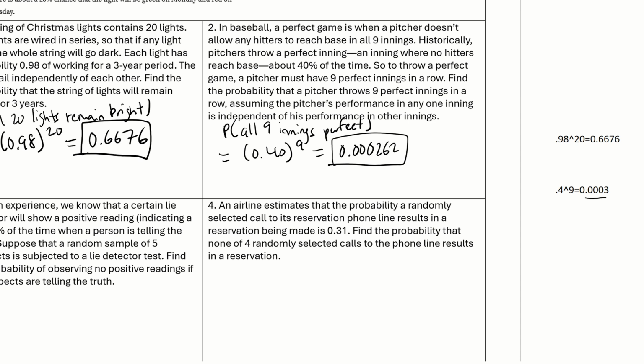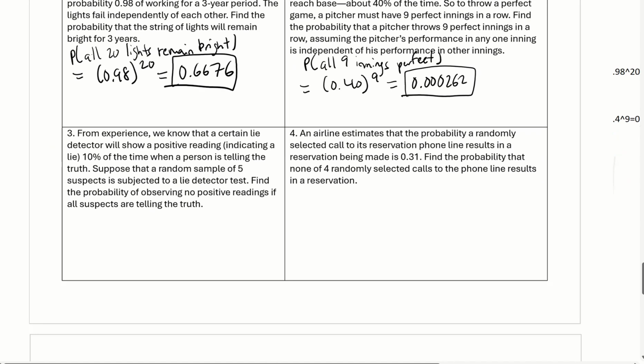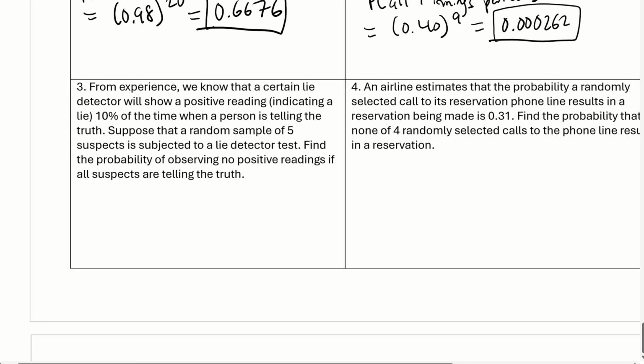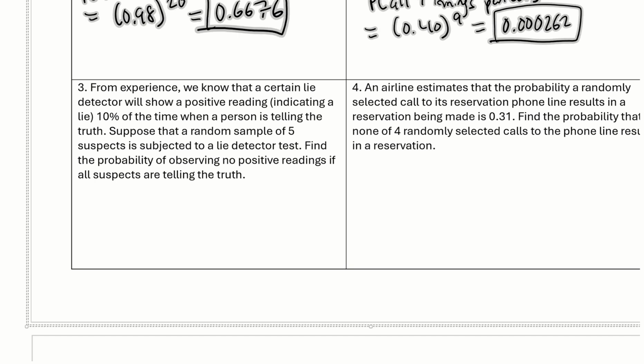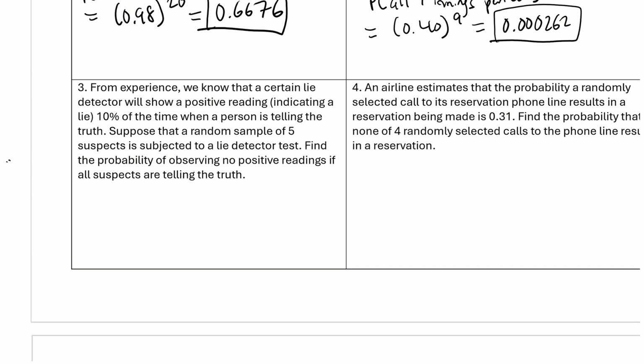All right, so number 3. From experience, we know that a certain lie detector will show a positive reading, indicating a lie, 10% of the time when a person is telling the truth. So it'll say that they lied 10% of the time when they're telling the truth. That means it'll say 90% of the time that they're lying when they're actually lying.